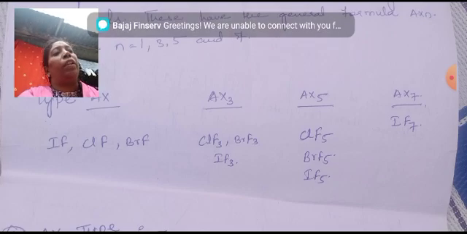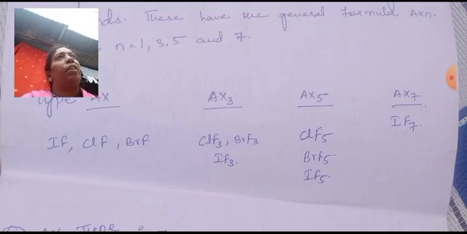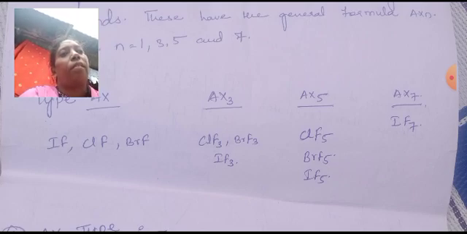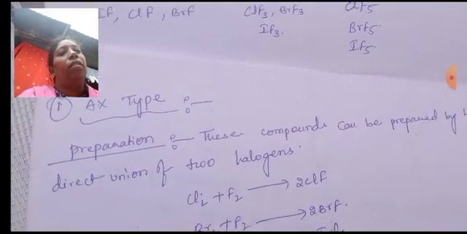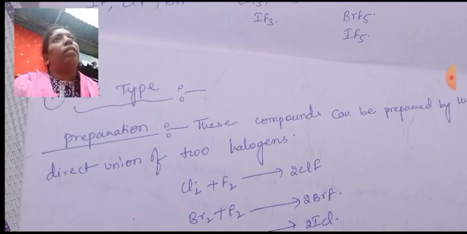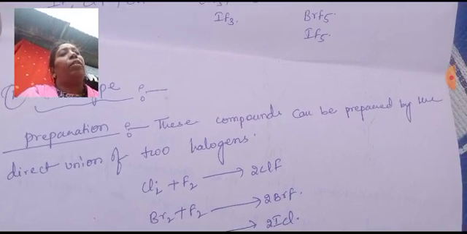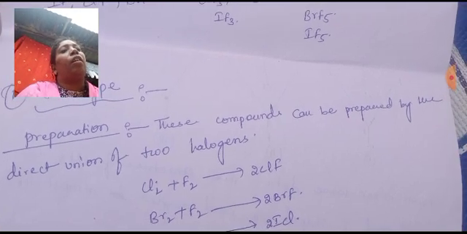So 7 fluorines. Here we'll go through each type's preparation, structure, bonding, hybridization, bond angles and all. We'll be learning each and every type in this topic. Coming to the AX type, first we'll see the preparation, then the structure and bonding, and what the hybridization is.